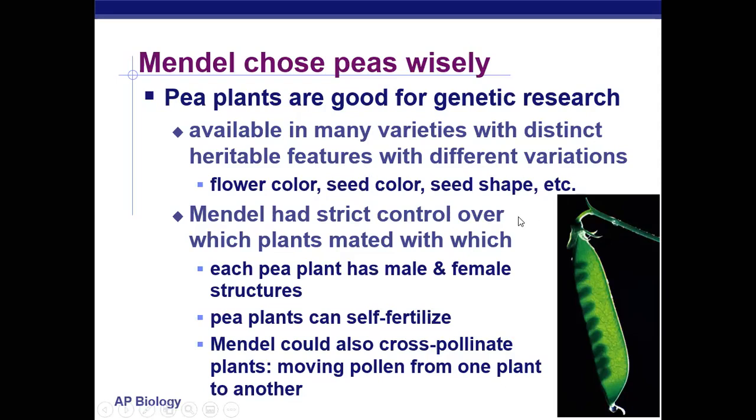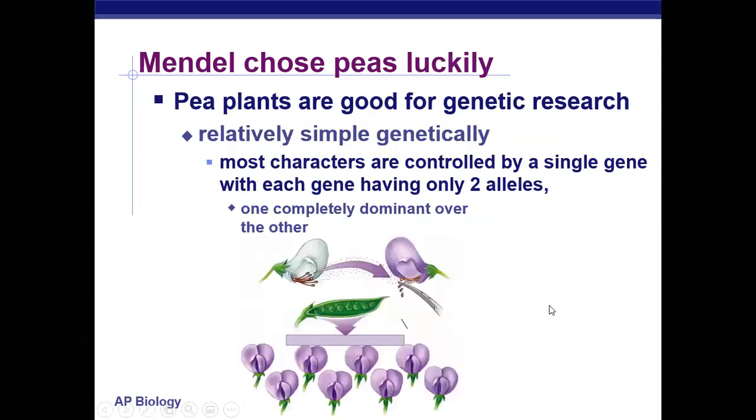And he had very strict control over which plants made it with what, by being able to cut off the stamens of the pea plants. He didn't want cross-pollinating. Not all plants are easy to do that with. Many of them aren't. The stamens are fairly hidden, or you can only get insects in there to get the pollen. So he happily chose a flower where the stamens, and anthers, were exposed enough that he could just cut them off. Each pea plant has male and female structures. They can self-fertilize, but he could also cross-pollinate plants the way he specifically wanted to.